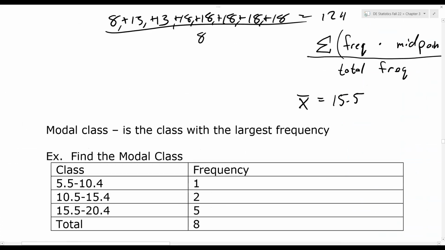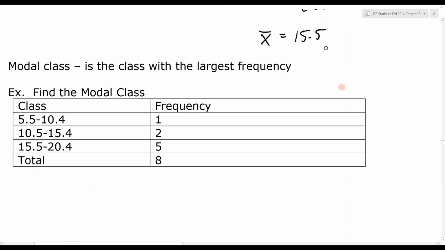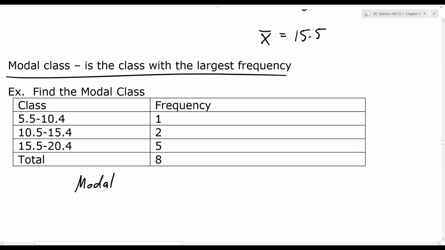Next, some more work around these frequency distributions. We talk about the modal class. Modal is the same thing as mode. So if we're finding the modal class, we're finding the class that has the most frequency or the highest frequency. So in this case, our modal class is the 15.5 through 20.4. That has a frequency of 8, and so that is the class that has the highest frequency.